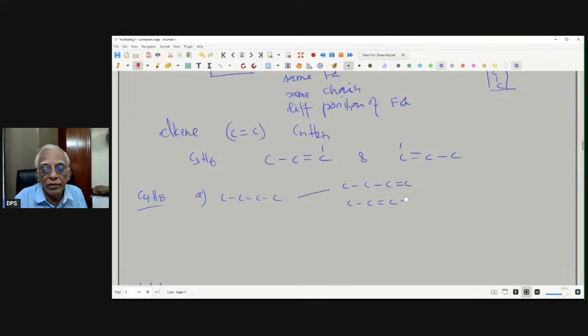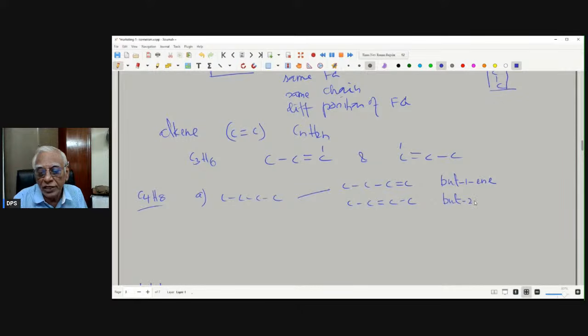There is only one double bond. This is called butene. Cut that E, put ene. And prior to that, we have to put the number position of the double bond. But-1-ene. Here, this is going to be butane. Cut that E, put ene, butene.